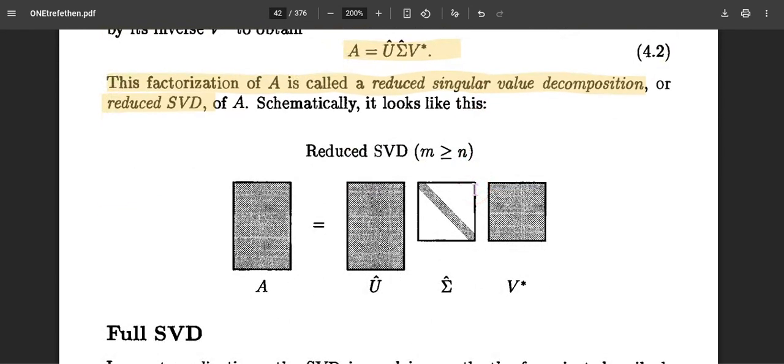And this is a pictorial representation of the reduced SVD. So m cross n, it's not a square matrix; this is a square matrix n cross n, and this again is a square matrix n cross n for the reduction.